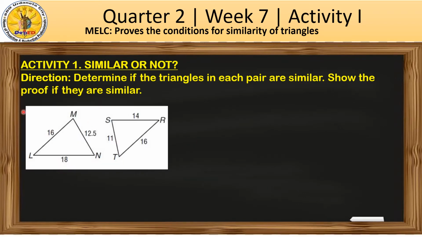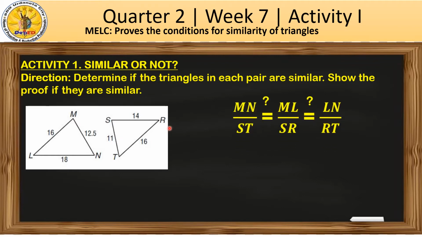For our second example, we have the measurements of the sides of triangle LMN and triangle RST. To tell if these two triangles are similar, we are going to check if the corresponding sides form a proportion. So is the ratio between MN and ST equal to the ratio between ML and SR? And is it equal to the ratio of LN and RT? If I substitute the measurements from the given, I notice that the three ratios are not the same.